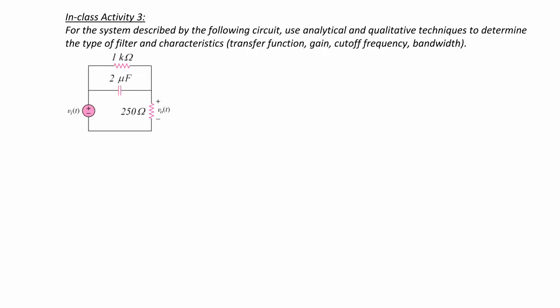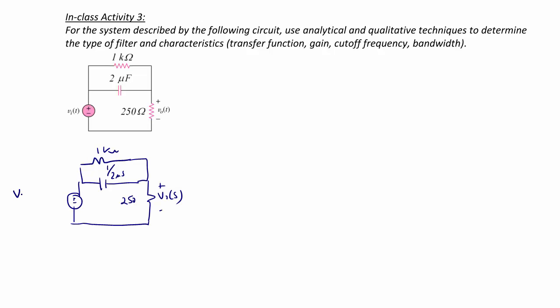For the system described by the following circuit, use analytical and qualitative techniques to determine the type of filter and characteristics such as the transfer function, gain, cutoff frequency, pass band, bandwidth, etc. So the first thing we want to do is to redraw the circuit in the frequency domain, and I'll have a 1 kilo ohm resistor, and the impedance of the capacitor is 1 over sC. So this is 1 over 2 micro times s. Then I have a resistor here that's 250. We measure the output across that resistor, V naught of s, and our input is V I of s.